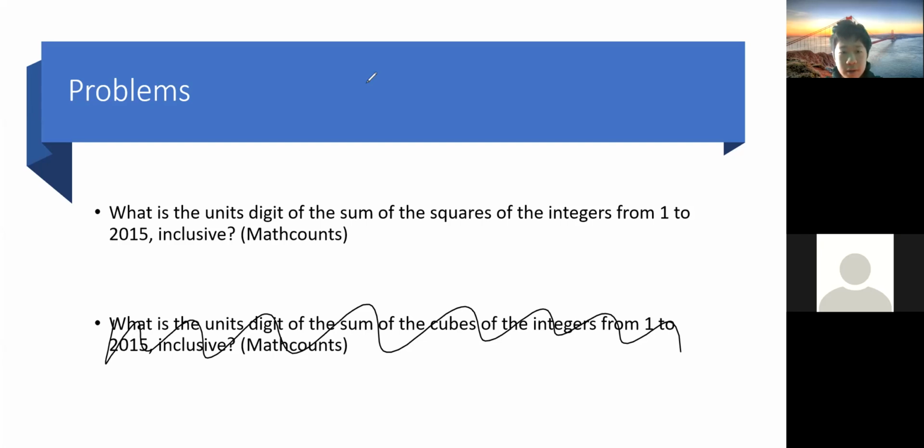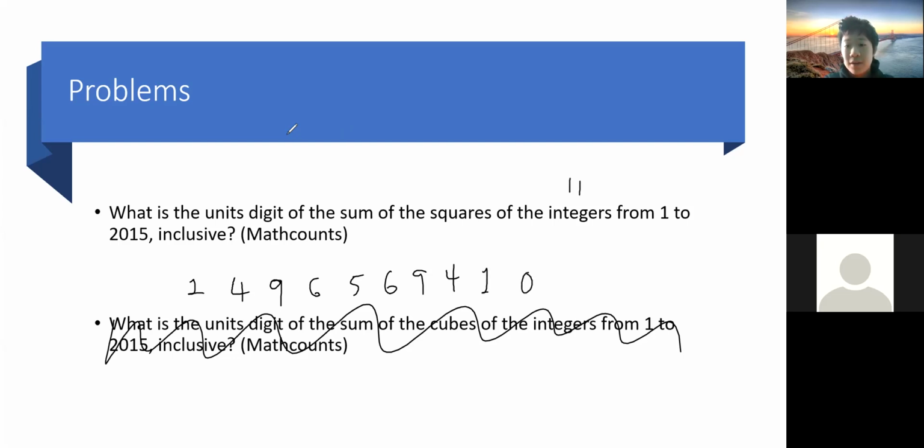All right. So this one, look for the pattern. First write out the units digit of the first few numbers. The units digit of 1 squared is 1. Units digit of 2 squared is 4. 3 squared is 9. 4 squared is 6. 5 squared is 5. 6 squared is 6. 7 squared is 9. 8 squared is 4. 9 squared is 1. 10 squared is 0.